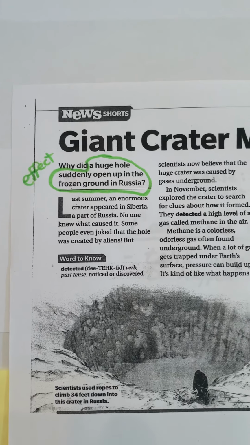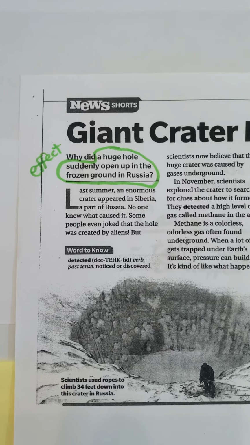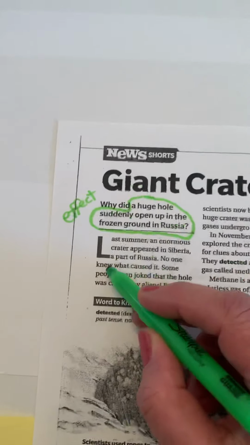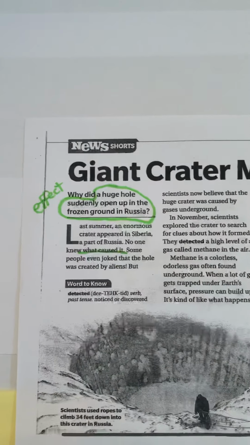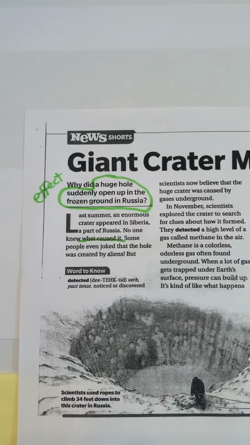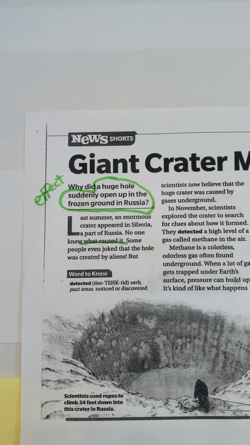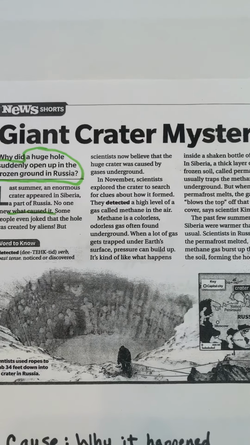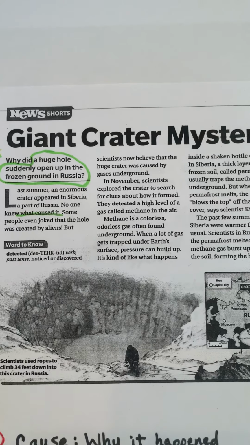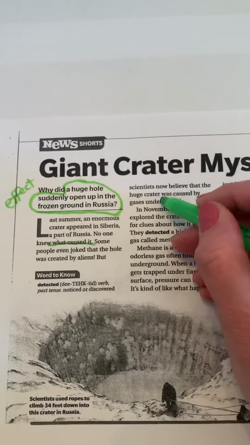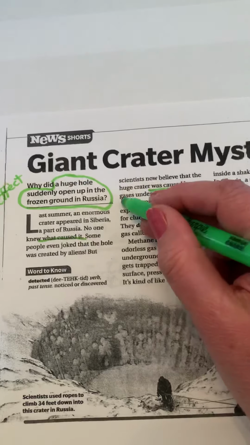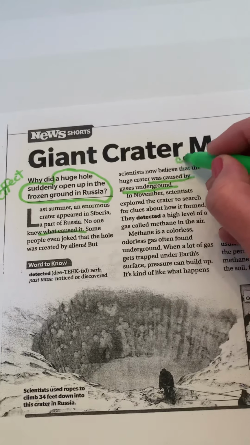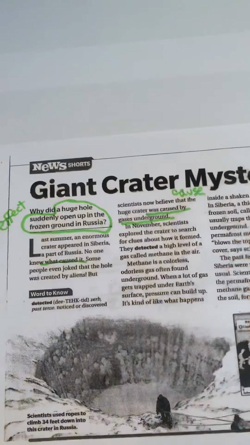Last summer, an enormous crater appeared in Siberia, a part of Russia. No one knew what caused it. Oh, what caused it? There's some clue words. Some people even joked that the hole was created by aliens. But scientists now believe that the huge crater was caused by gases underground. Here's some more clue words. Was caused by gases underground. That's probably my cause right there.